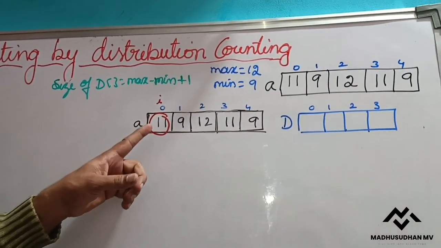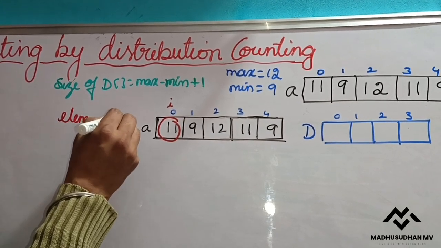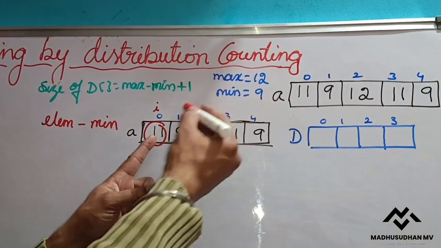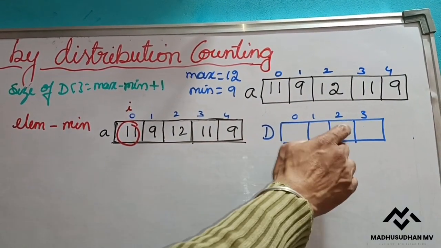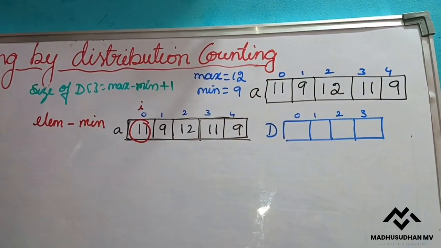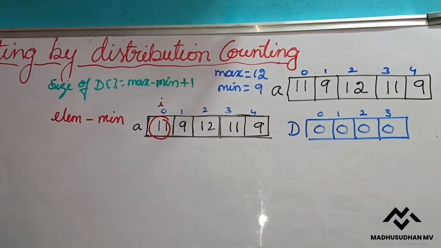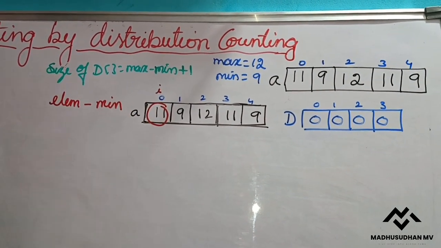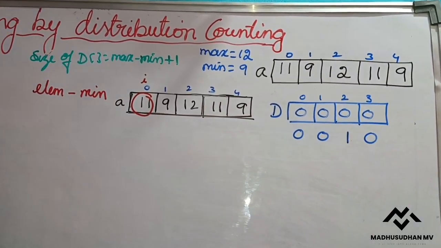I took this one. Now what will I do? Always the same formula: element minus minimum. The ith element is 11, minimum is 9, 11 minus 9 is 2. In position 2 you increment by 1. Whichever position you got from element minus minimum, that position is incremented. Initially it is 0, 0, 0, 0. Now, element is 11, minus minimum 9, gives 2. In position 2, I incremented, this becomes 1, remaining elements as they are.